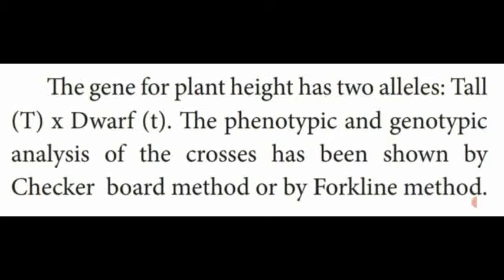So in all the monohybrid cross, dihybrid cross and test cross, we have to draw a checkerboard. In that board, we have to mention both the phenotypic ratio and the genotypic ratio. That method is called the checkerboard method or Forkline method.